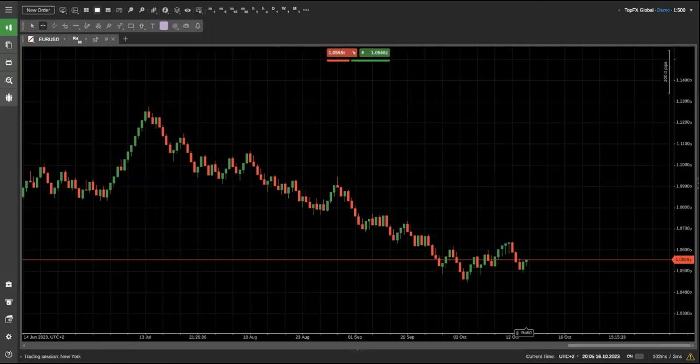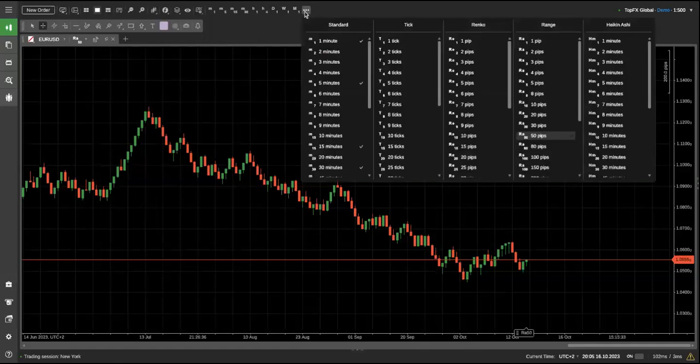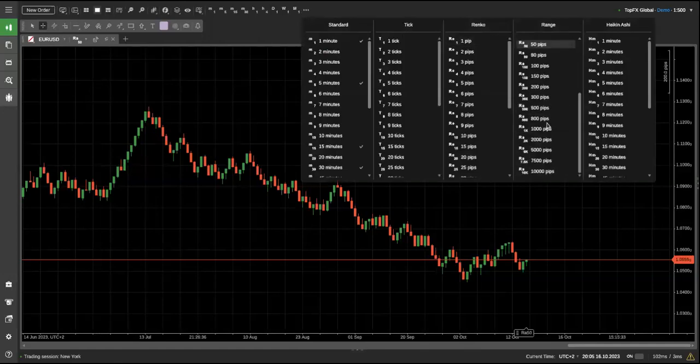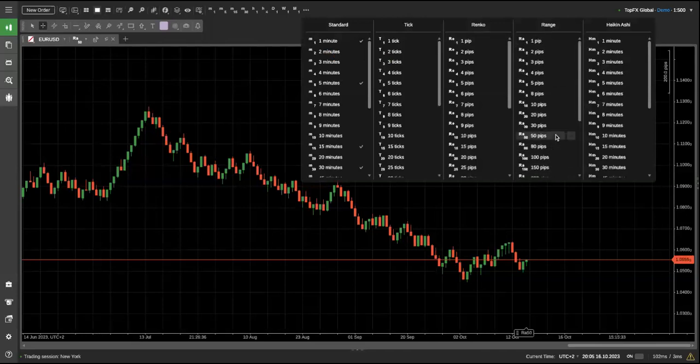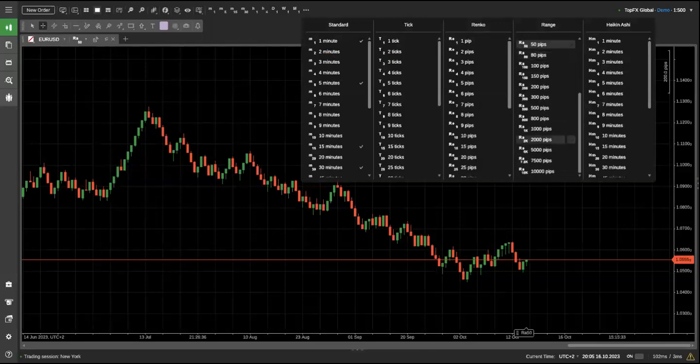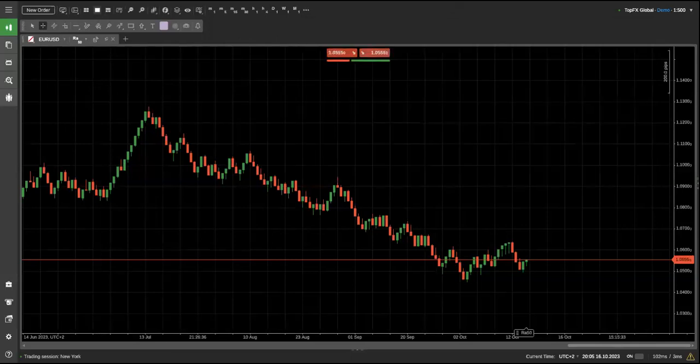On cTrader, you can choose the range from 1 pip to 10,000 pips. So plenty of pips to choose from, and plenty of range bars to be selected. Depending on your choice, your range chart will be built considering the respective number of pips. We chose 50 pips because why not? That's the reason.